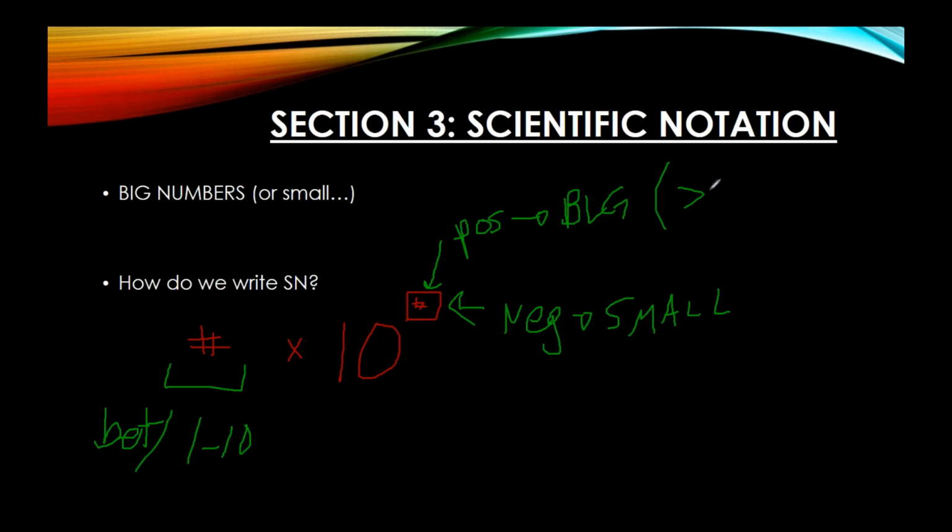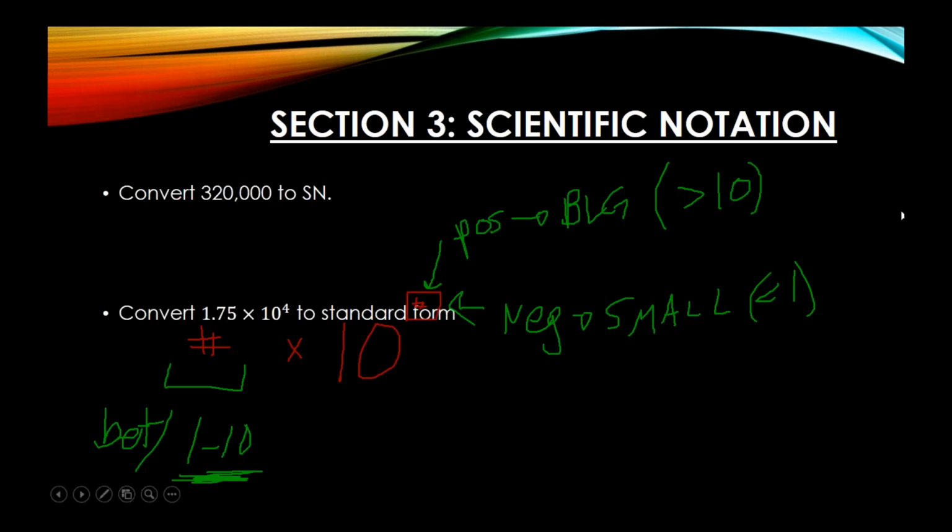Now, you might say, well, what's big and what's small? Big is greater than 10. Small is less than 1. The first number has to be between 1 and 10. If it's smaller than 1, we have a negative exponent. If it's larger than 10, we have a positive exponent. So negative goes down, positive goes up. Again, watch some videos of mine. I talk about that a lot. All right, let's see what's next.